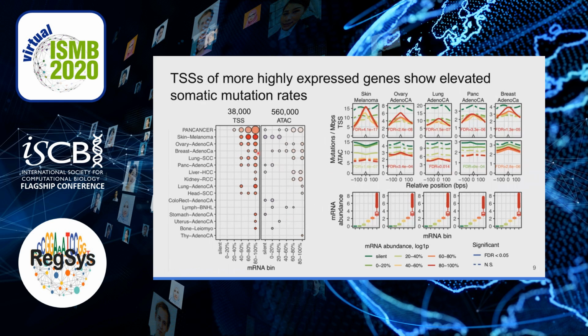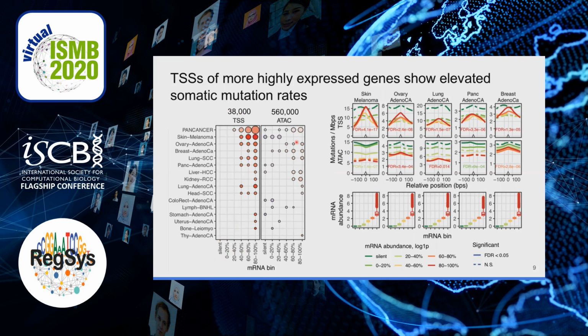So these are results from applying RM2 to both transcription start sites as well as open chromatin or ATAC-seq sites. The x-axis is broken into 6 different columns based on mRNA abundance, where the far left corresponds to genes that are silent, and the far right bins are those highly transcribed genes. And so across several different cancer types, the trend appears that transcription start sites of more highly transcribed genes show an enrichment of mutations. This is particularly strong in melanoma as well as pan-cancer.